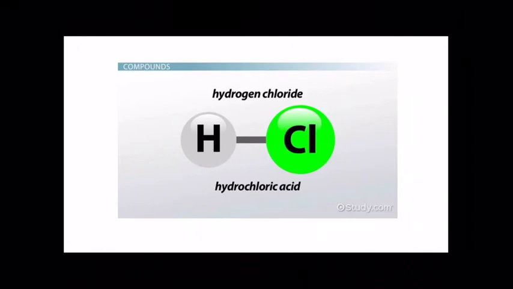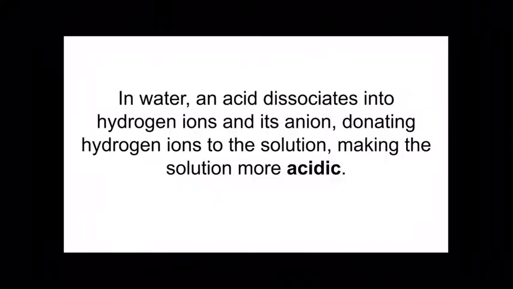So the chloride is a big molecule, so it can hold the hydrogen to it, but it has a strong negative charge, and that hydrogen ion has a positive charge. But if you put it in water, that hydrogen is going to come off the chloride, and so basically what hydrochloric acid does in water is it donates hydrogen ions to that solution, which then is going to change the pH of that solution. So a further definition of an acid. In water, an acid dissociates into hydrogen ions and its anion, donating the hydrogen ions to the solution, making the solution more acidic.